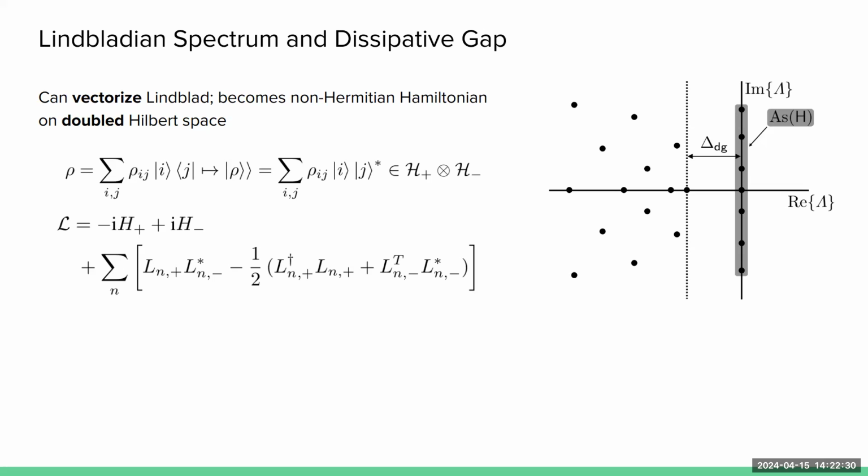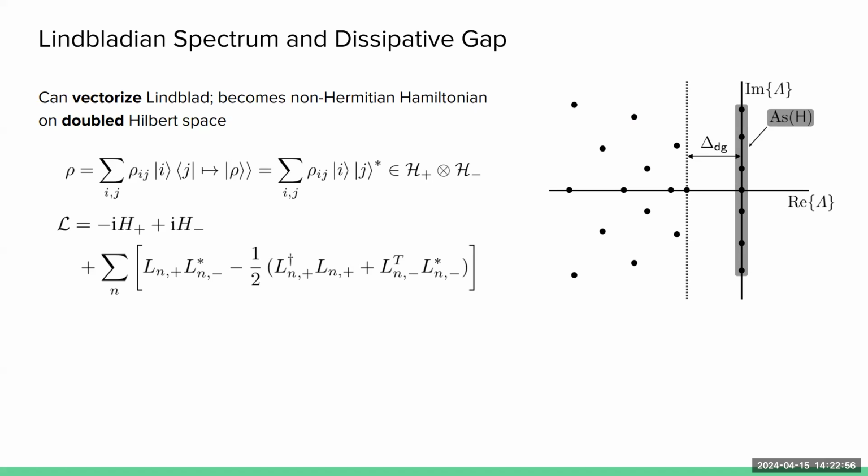And there has to be at least one zero eigenvalue, since the system has to decay eventually to some density matrix due to trace preservation. What's important for us is this Delta DG, the dissipative gap. So this is the value of the smallest negative part, the largest real part of the non-zero eigenvalues.